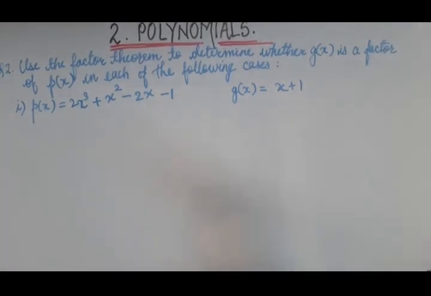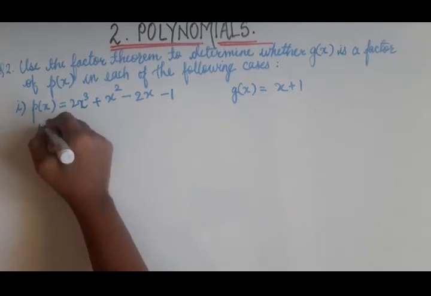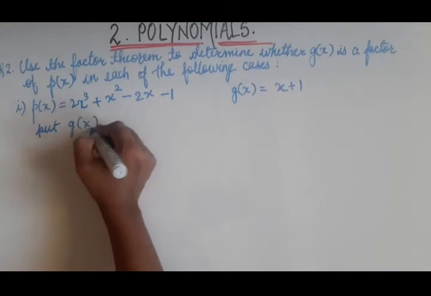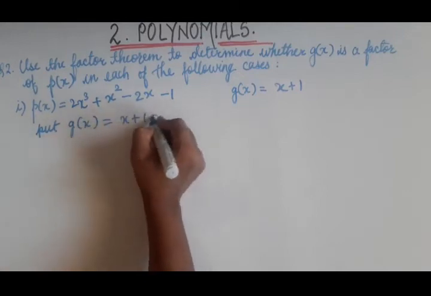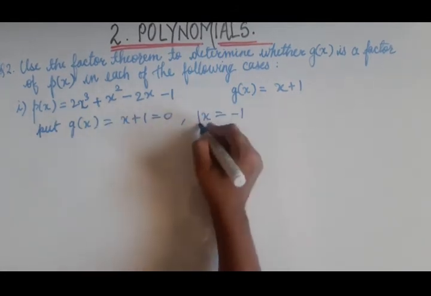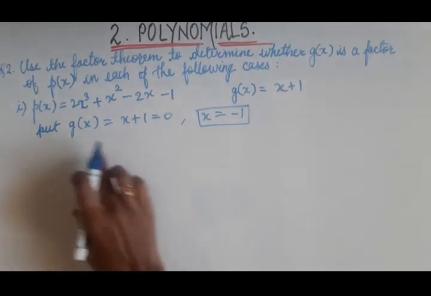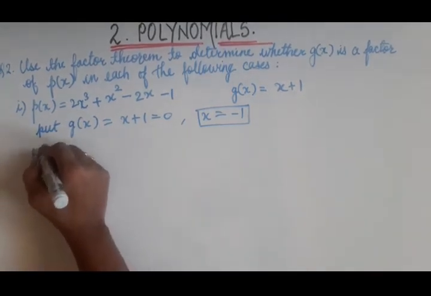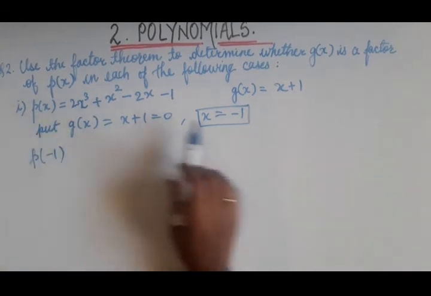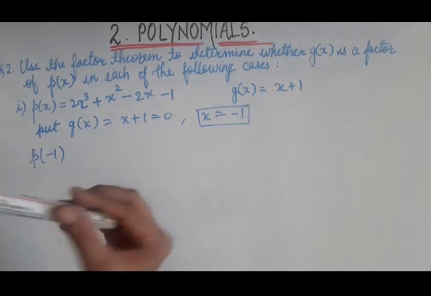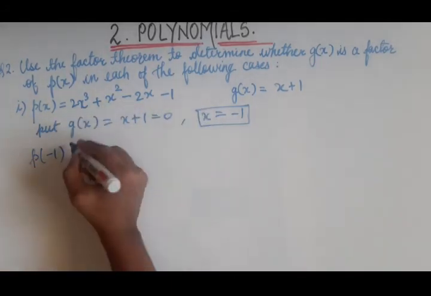Okay, so for that, first find the zero of your divisor, that is g of x. So put g of x equal to 0, that is x plus 1 equal to 0. So what you will get? x is equal to this plus 1 after going that side will be minus 1. Just to save the space, I am writing it in one line. Then now you got the zero. Now put that in your p of x. So what you will get? p of minus 1. Put the zero in p of x. So replace x with minus 1. So you will get p of minus 1. Now replace x with minus 1 everywhere.